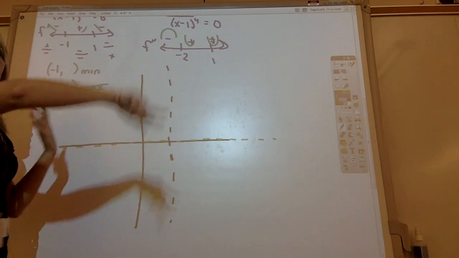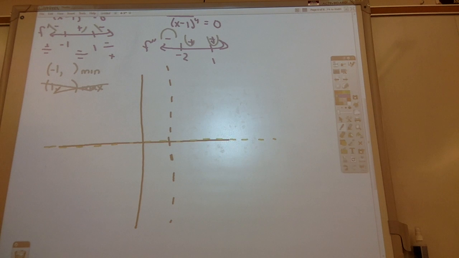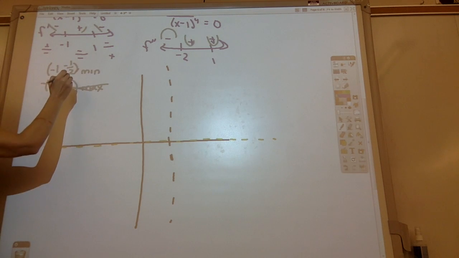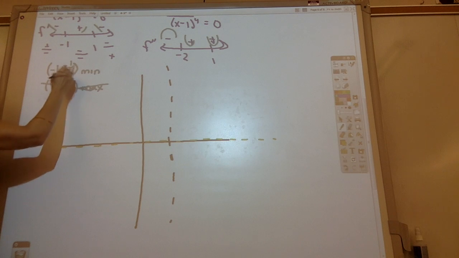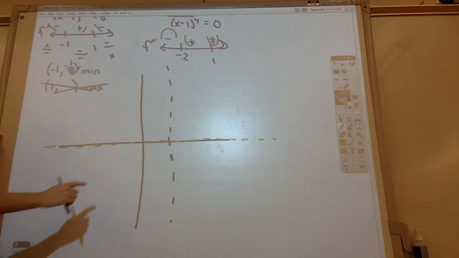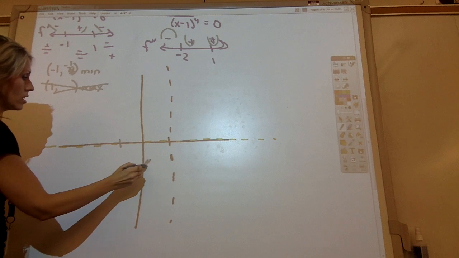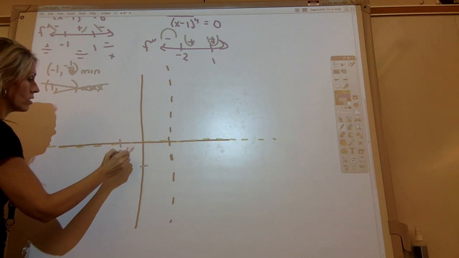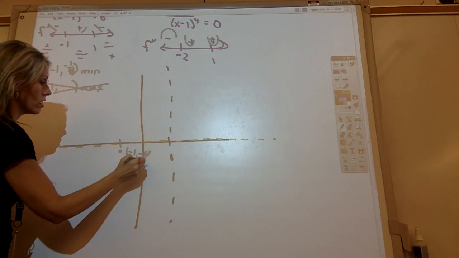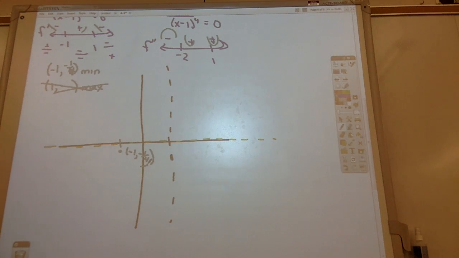It's probably going to go up, and then on the other side it will go down. Okay, but I've got to find my minimum value. Okay, thank you. 1/4. So negative 1, negative 1/4. That's my min.